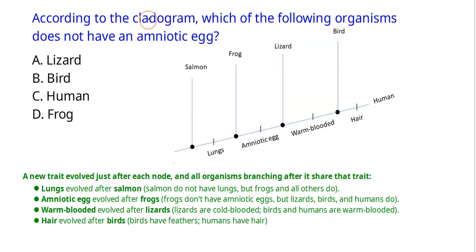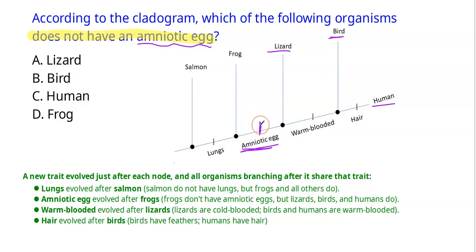According to the cladogram, which of the following organisms does not have an amniotic egg? So I'm looking for organisms that do not have this trait. So let's find the amniotic egg. It's right here. So remember from prior explanations, every organism after this trait does have an amniotic egg. In other words, the lizard does, the bird does, and so does the human, right? Because they occur after this trait showed up. Boom, boom, boom. So these three have the amniotic egg, but it's asking which one does not have it.